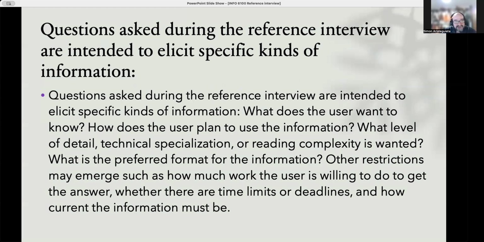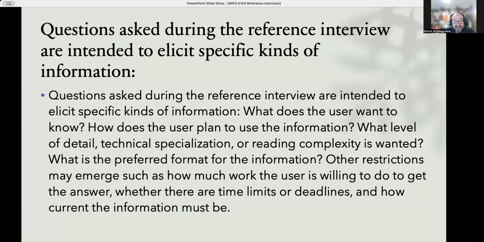So questions asked during the reference interview are intended to elicit specific kinds of information. So we as librarians, as a reference librarian, we need specific information. Why? Because that's the only way then that we can address information needs. Questions asked during the reference interview are intended to elicit specific kinds of information. What does the user want to know? So first, we need to know what the user wants to know.